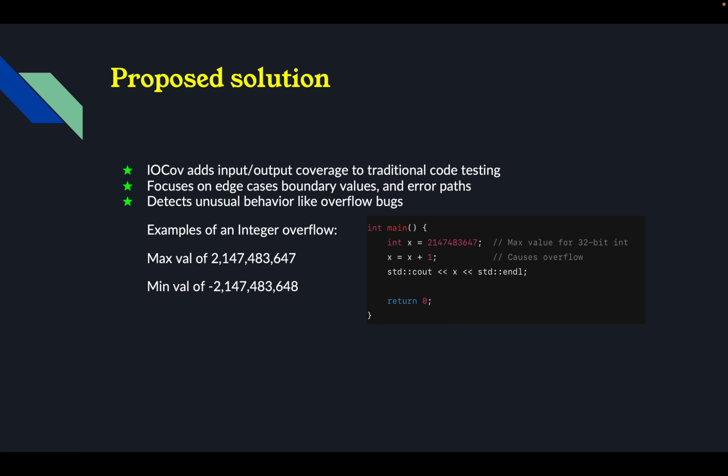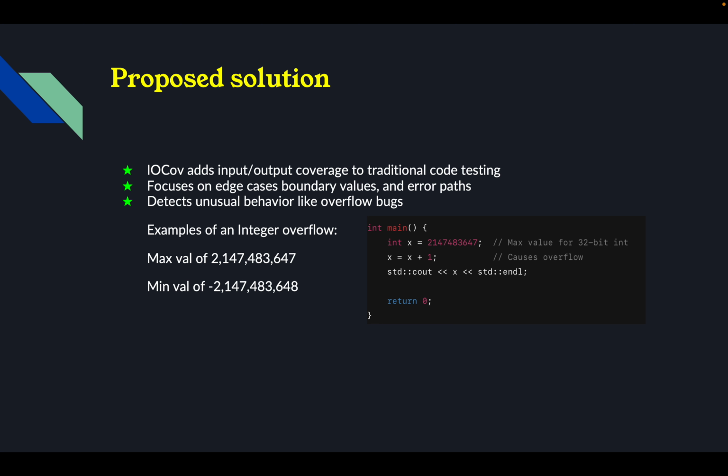Just as an example, an integer in C++ has a maximum value of 2,147,483,647, and a minimum value of -2,147,483,648. And in the unique case where the maximum value is being held, what would happen if 1 was added?